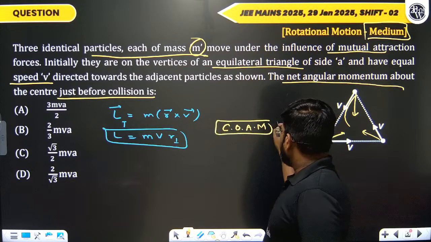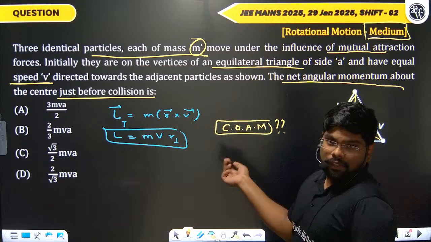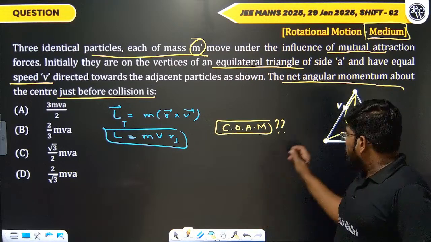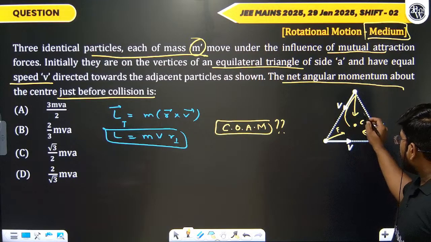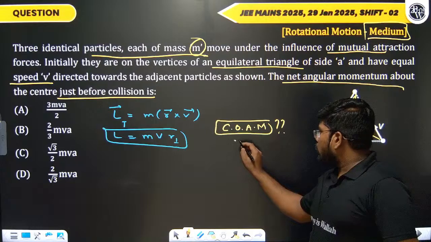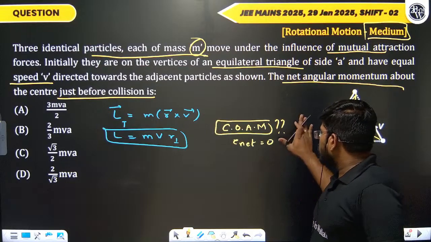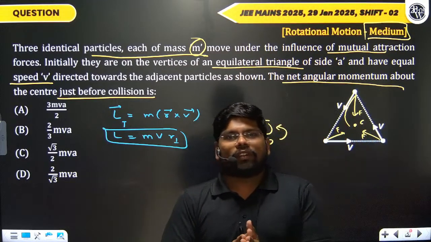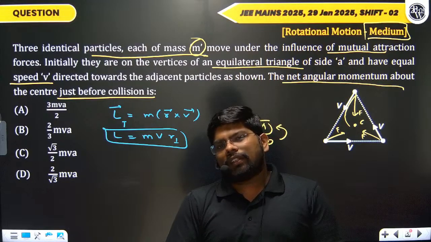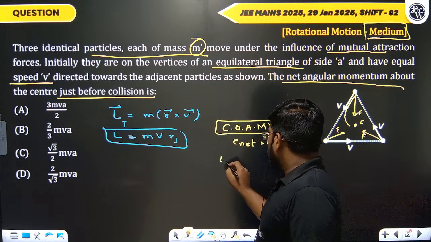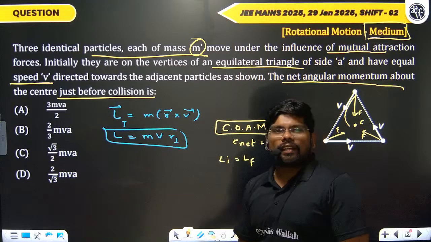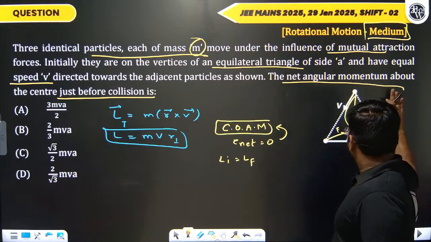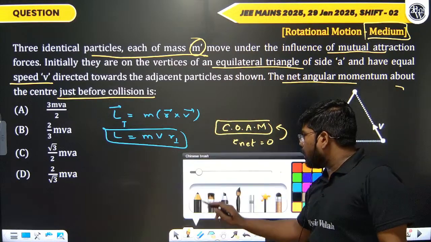Now the question is, can we apply it now? Yes, we can, because they are saying calculate about the center, and about the center all the forces are passing through the center. If all the forces are passing through the center, what about net torque? It is 0. Just like when net force is 0, we apply conservation of linear momentum, when net torque is 0, we apply conservation of angular momentum. So Li is equal to Lf. Just calculate at any moment and that is also equal to final. So let us see now how to calculate the angular momentum here.